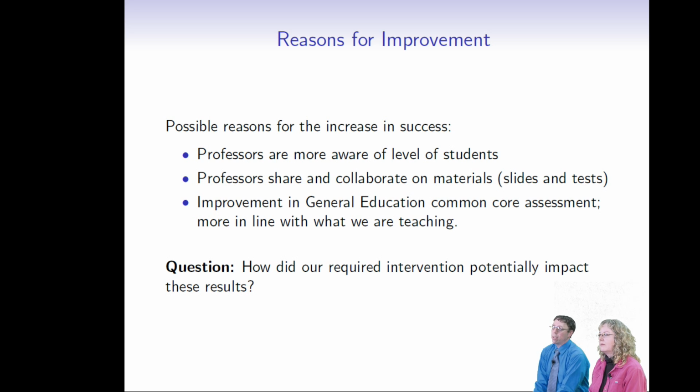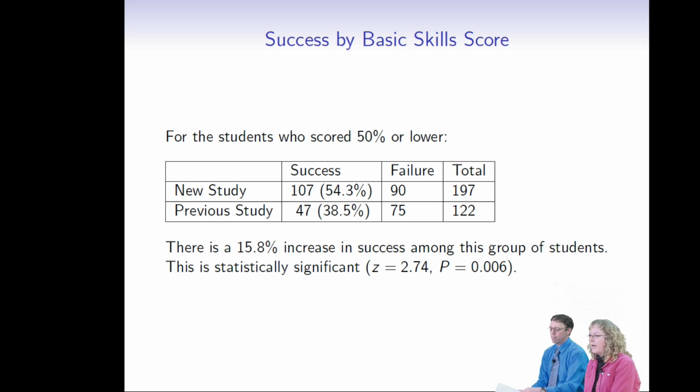So the question: how did our required intervention potentially impact these results? Okay, so what we decided to do was look at those students who we required to have the intervention and look at their success from the previous study to the new study, and the students who were not required the tutoring. If you look at this by the students who scored 50% or lower, about 24% of the students in both studies, we see a pretty dramatic increase in the percent of students who are successful. That's a 15.8% increase, and that is significant.